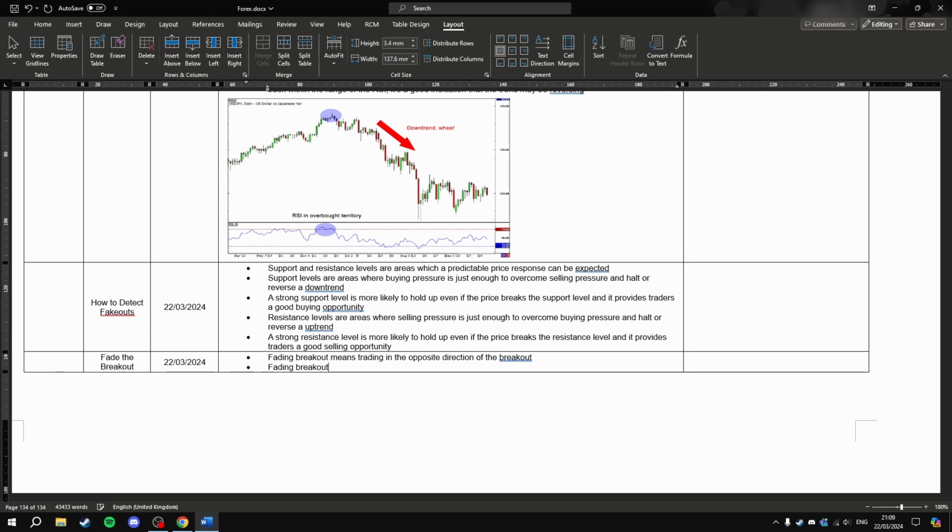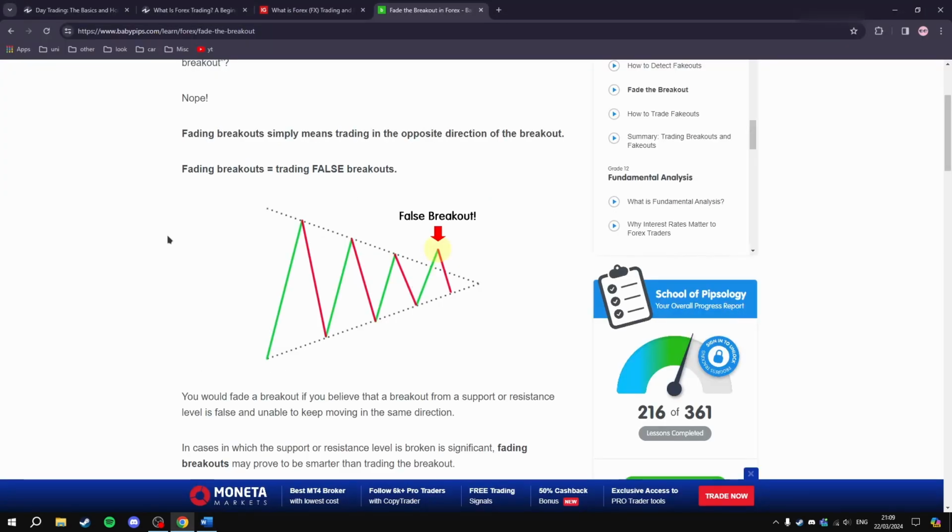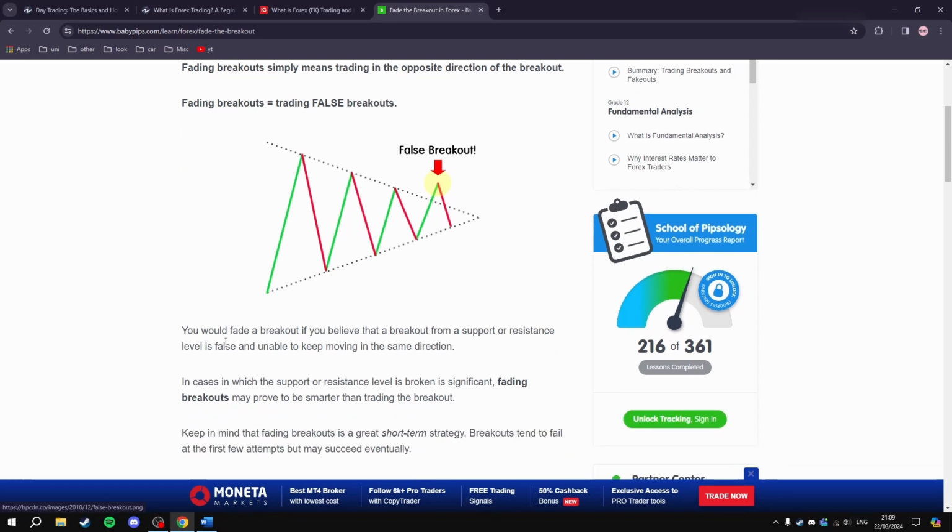Breakout, trading false breakouts. So we've got the triangle here: resistance, support, it goes up, goes down, up, down, down, down, up, down, up. A false breakout, because it went back down through the resistance level again.